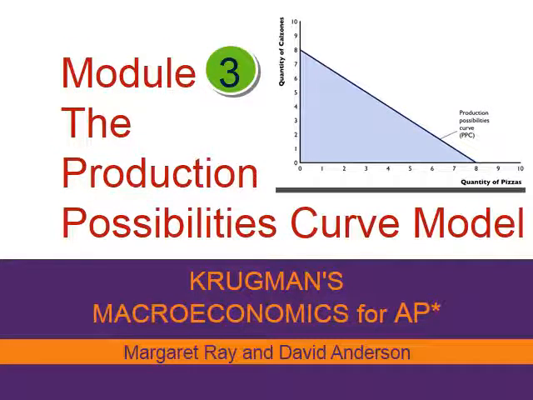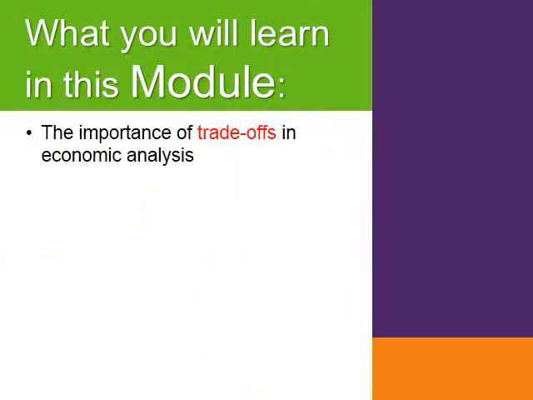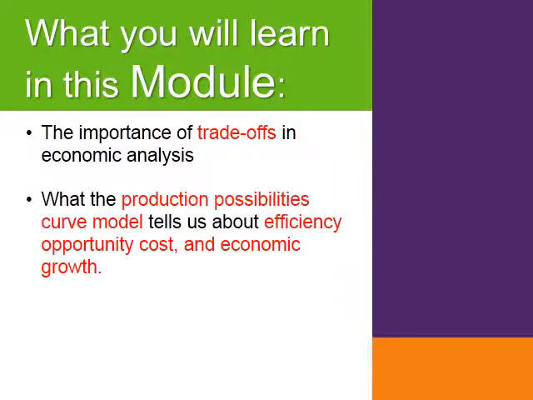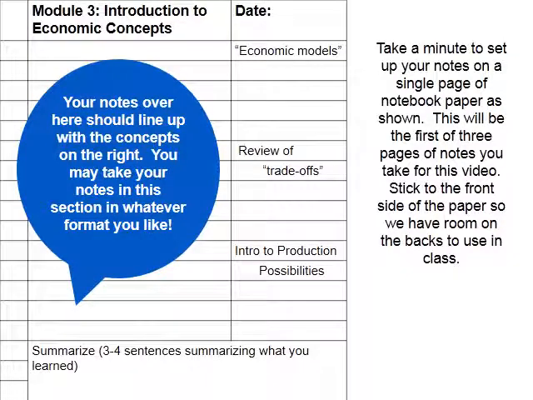Module 3, the Production Possibilities Curve Model. In this module, you will learn the importance of trade-offs in economic analysis and all about the Production Possibilities Curve Model and what it tells us about efficiency, opportunity cost, and economic growth. And we will discuss that the two sources of economic growth are increases in availability of resources and improvement in technology.